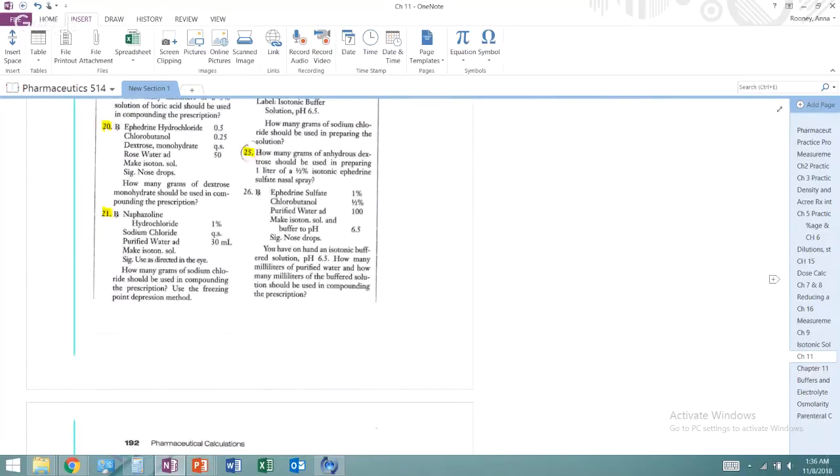So we have ephedrine hydrochloride, chlorobutanol, dextrose, and rosewater. And this is for nose drops. So how much dextrose should be used in compounding the prescription?